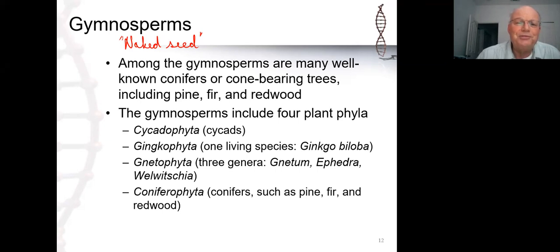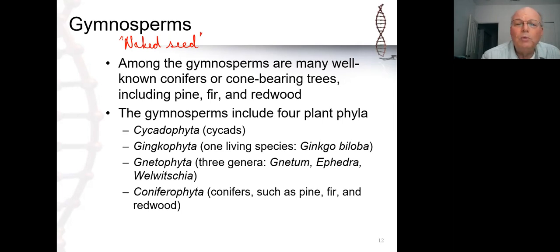Of course, if you want to produce new ginkgos, you still have to have males and females. Depending on what the emphasis is, you may have more males than females, or you may have more females than males, because obviously you need a lot of female trees in order to get the seeds, in order to produce the next generation of plants.